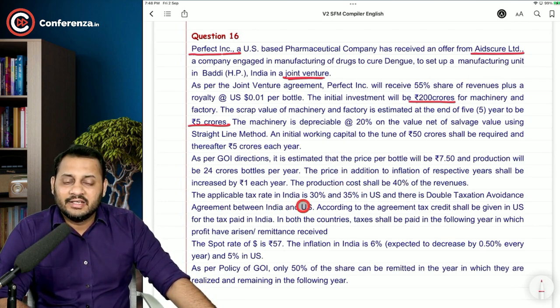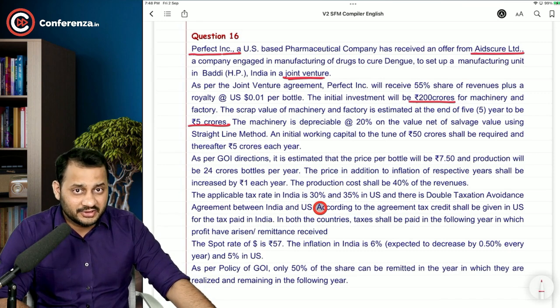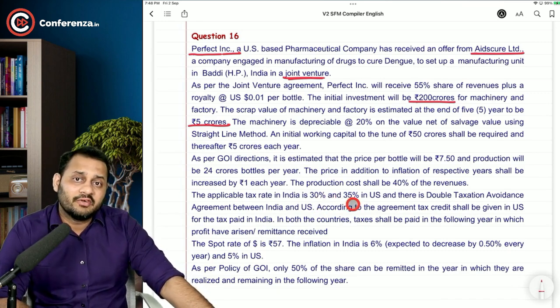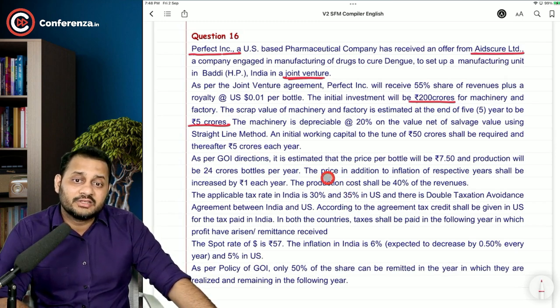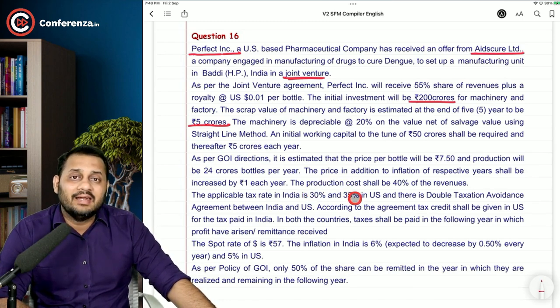Applicable tax rate in India is 30% and 35% in US. And there is a double taxation avoidance agreement between India and US. According to the agreement, tax credit shall be given in US for the tax paid in India. So first India will pay 30% tax, and then for the US we will calculate the 35% liability of America, and out of that liability first we will get the credit of this 30% tax paid in India, and then the balance tax will be paid.